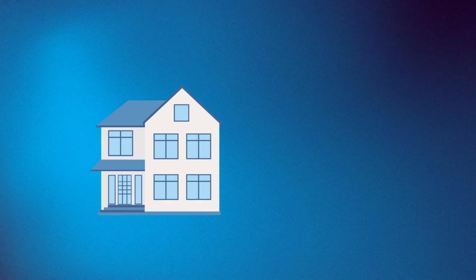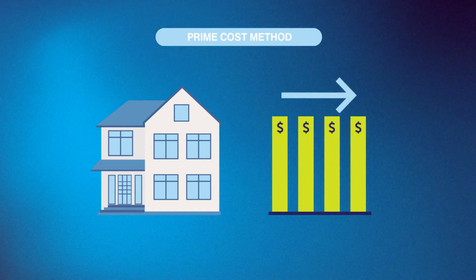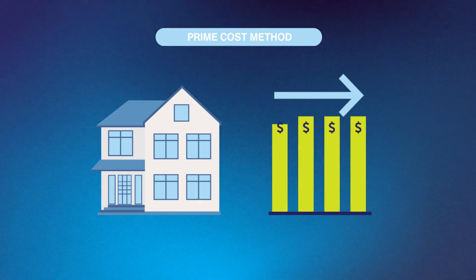Next, we have the prime cost method. This method applies a consistent rate of tax depreciation to the starting value of the asset, so it depreciates at the same value every year for the life of the asset.